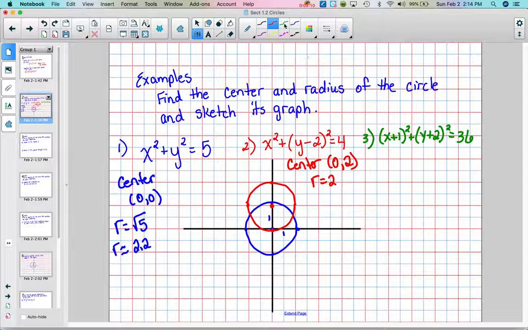Okay, and on this last one, this time it's shifted both directions, horizontally and vertically. So our center is (-1, -2). The radius is the square root of 36, which is 6. So from (-1, -2), I'm going to mark off 6 in each direction.